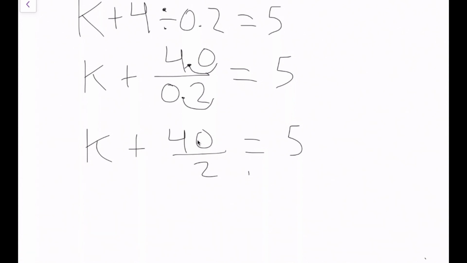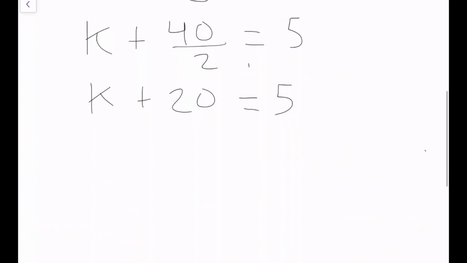That's 20. So k plus 20 equals 5. And now I have an equation just like the ones we've been doing. So this is the same thing as k plus 20 equals 5. So in order to cancel out the addition, which is happening to k, remember we're trying to get k alone, I want to subtract 20 or add negative 20. Remember, that's the exact same thing. So I'm going to subtract 20.